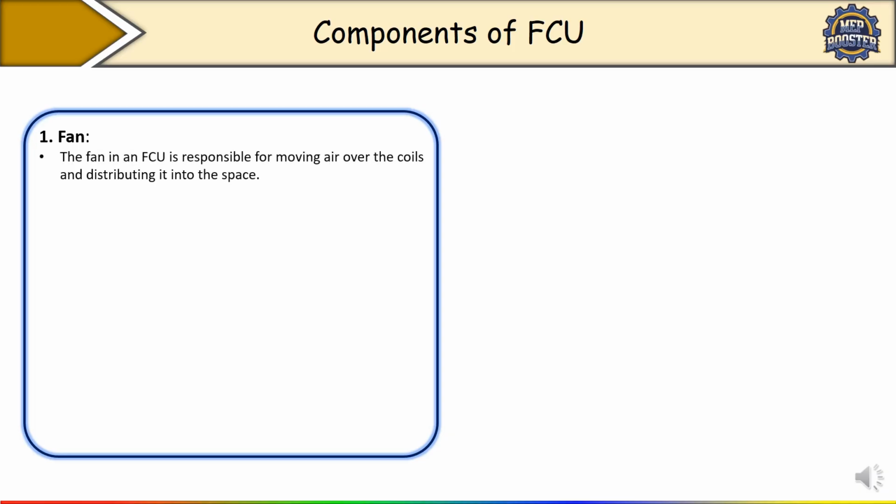So the fan which we are using inside the FCU is responsible for moving air over the coil and distributing it into the space. Typically, FCUs use a centrifugal or axial fan. Next, we have a cooling and heating coil.